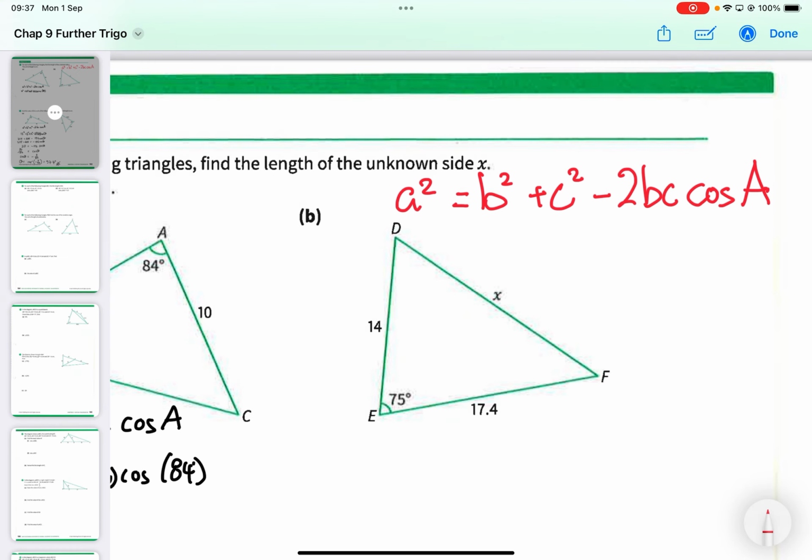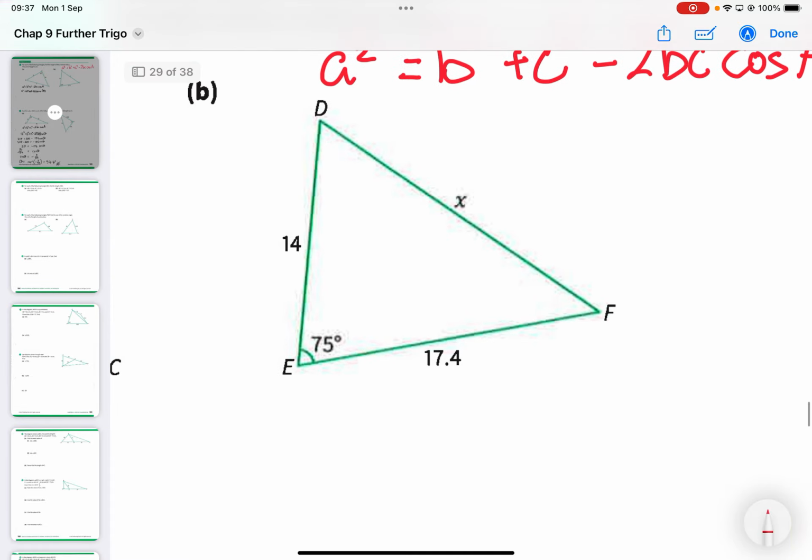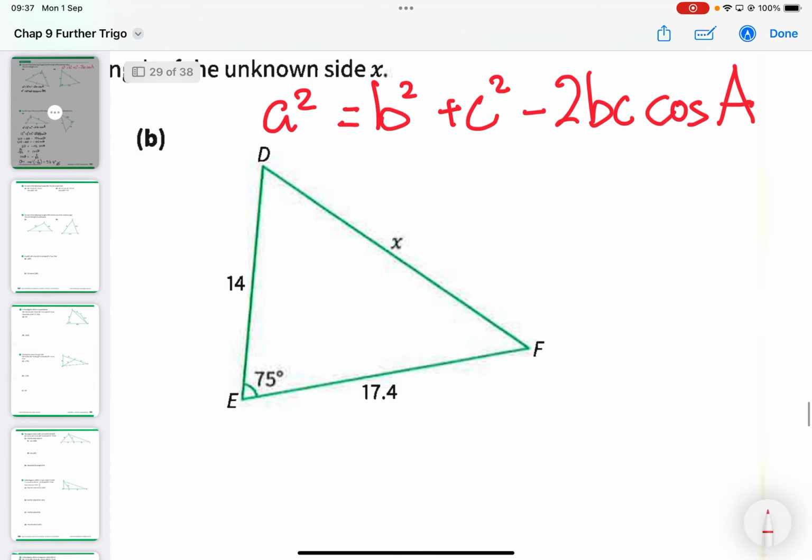Okay, so for cosine rule, there is only one formula, and the formula is given. What is important is being able to know which of your sides is A, which of your sides is B, which angle is the angle A. Then for part B, quite easy, right? There is only one angle. You don't have a corresponding pair, the angle and the opposite side. The opposite side is what you don't know.